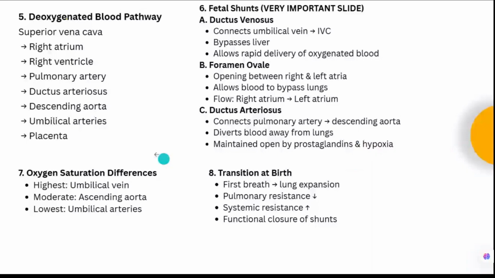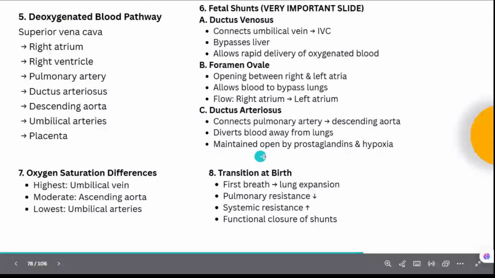The highest will be the umbilical vein because it is coming from the placenta, and the placenta is the main site of the oxygenation. So the highest will be in the umbilical veins, moderate will be in the ascending aorta, and lowest will be the umbilical arteries because they are carrying the deoxygenated blood. Okay. Now what is the transition which is happening at the birth?